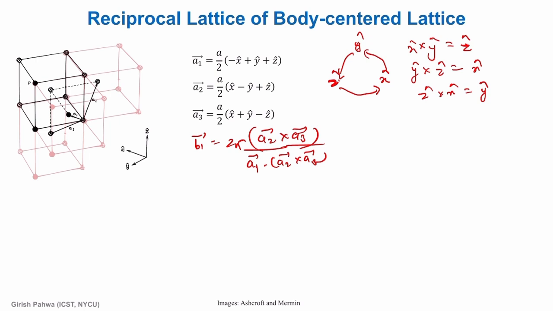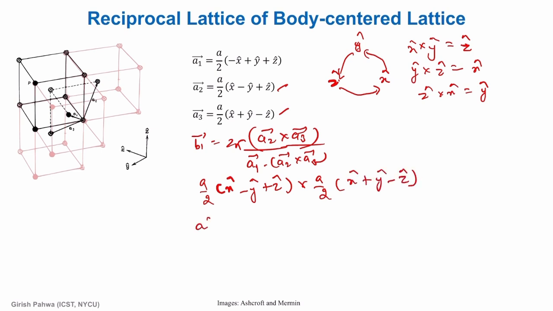So if I do this and this, what do you get? a by 2 (x cap minus y cap plus z cap) cross a by 2 (x cap plus y cap minus z cap). So this will be a squared by 4, you can take these things out. x cross x is 0, x cross y gives you z, minus z, and so on. I mean, you can do all of these things. No big deal.